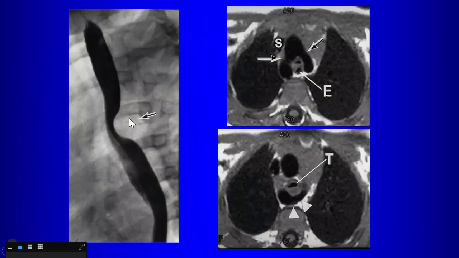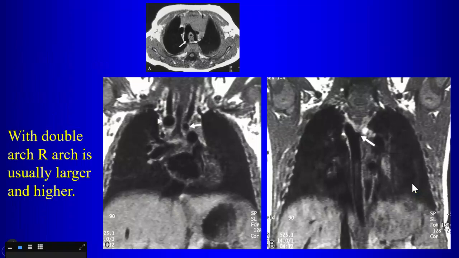So you'll have the indentation there on the esophagus. See the double arch here wrapping around the trachea and the esophagus, and then it unites posteriorly into the descent of the base of the aorta there. Okay? So notice the right arch is usually larger and higher than the left arch when you have a double aortic arch. They unite posteriorly to form that single descent of the thoracic aorta.